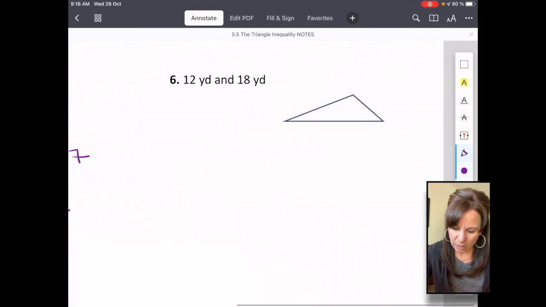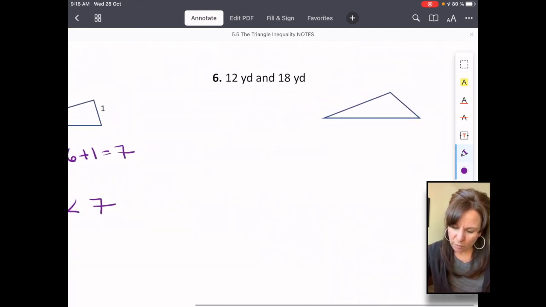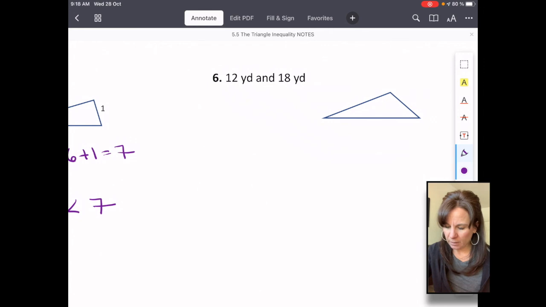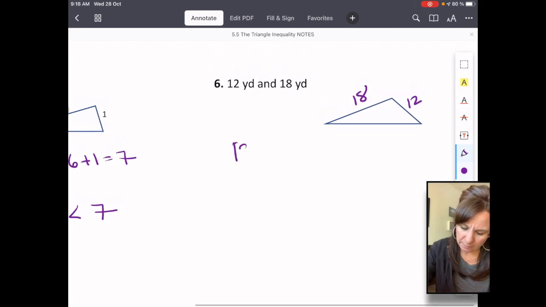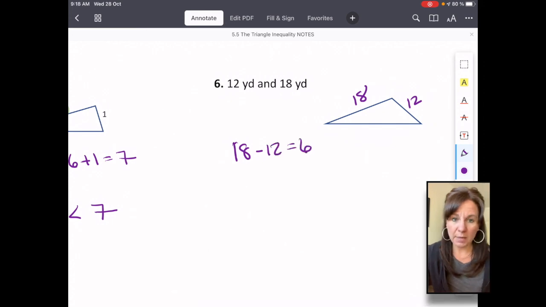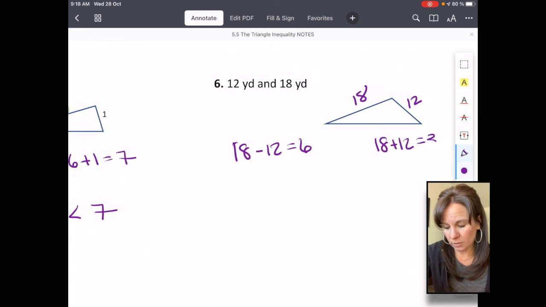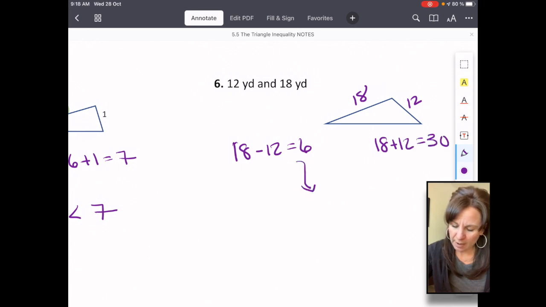Let's try this one. We've got a triangle with 12 yards and 18 yards. Let's write those numbers in, 12 and 18. So first we'll find the difference. So 18 minus 12 equals 6. Then we can find the sum. 18 plus 12 equals 30. So now we have our boundaries for x. X has to be between 6 and 30.